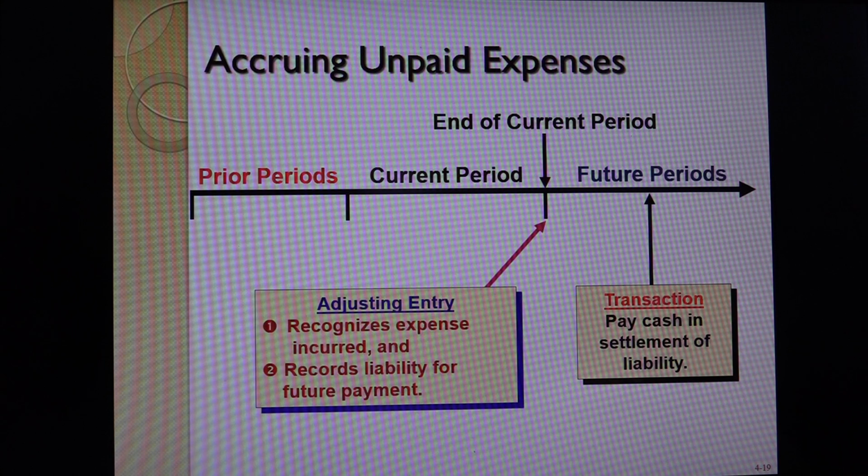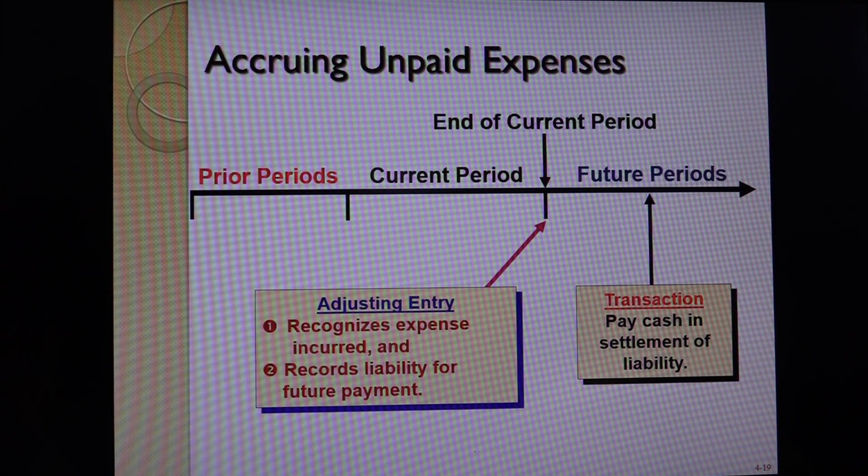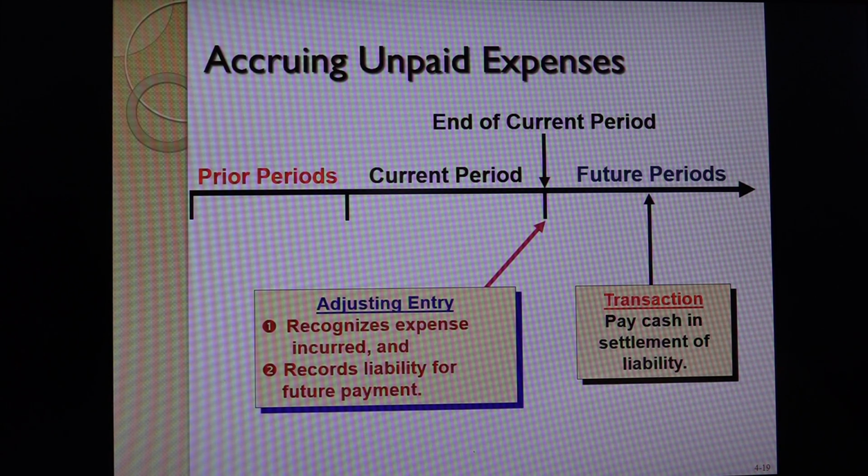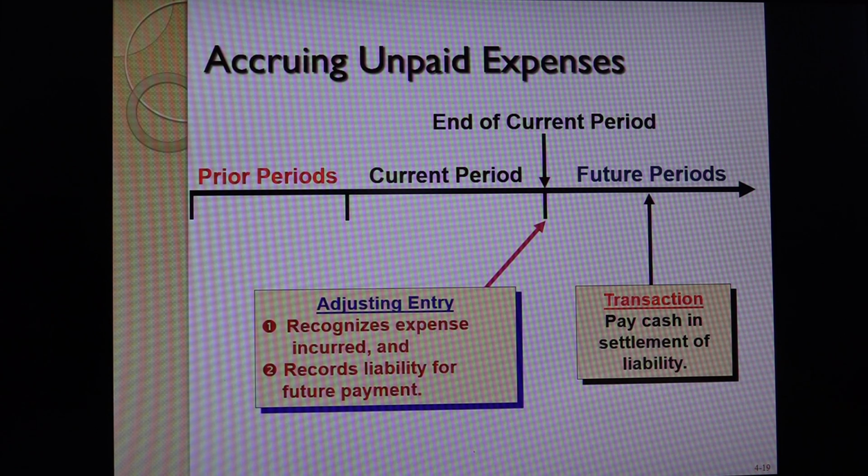This one's pretty easy. We saw this with our accounts payable. We purchased something on credit, and let's say it's a utility bill. We get a utility bill at the end of the year, it's for consumption of utilities during December, but we're not going to pay it till January the next year.